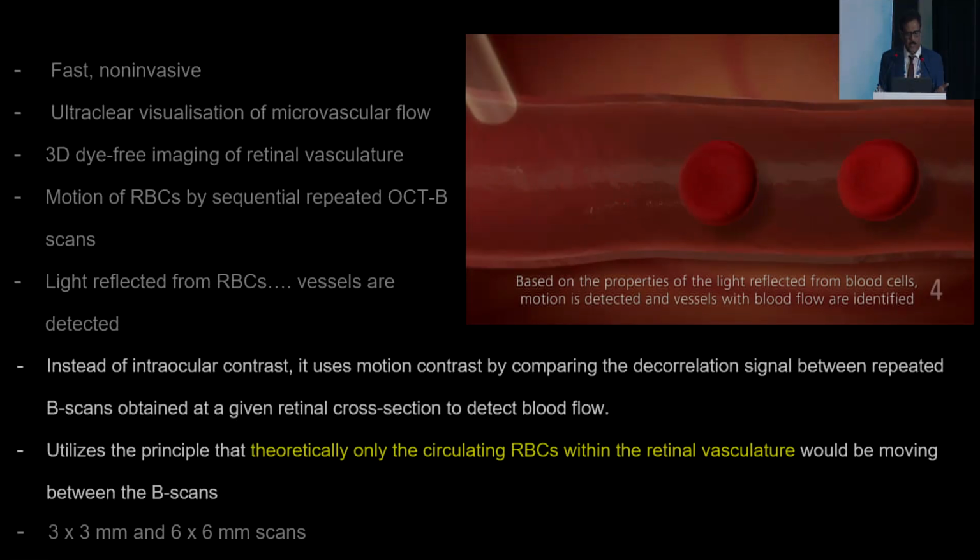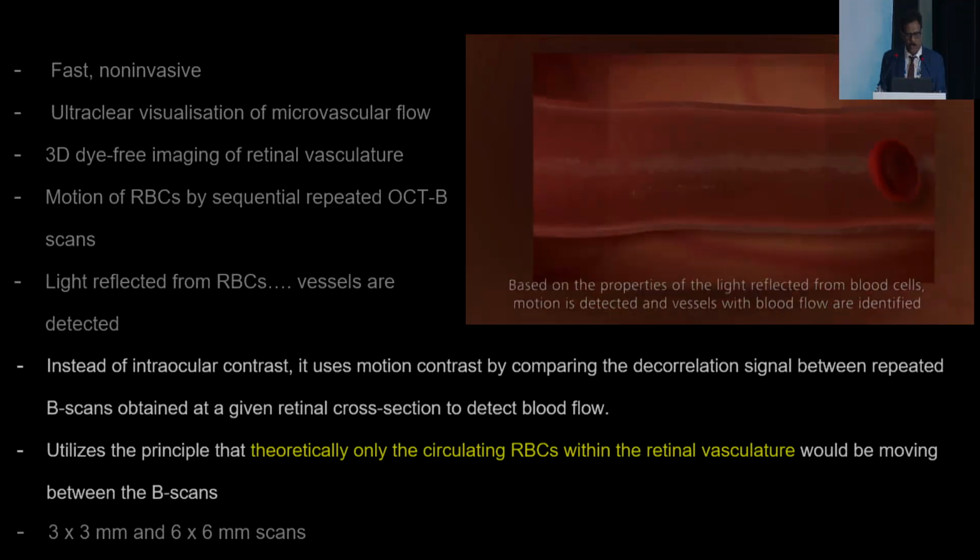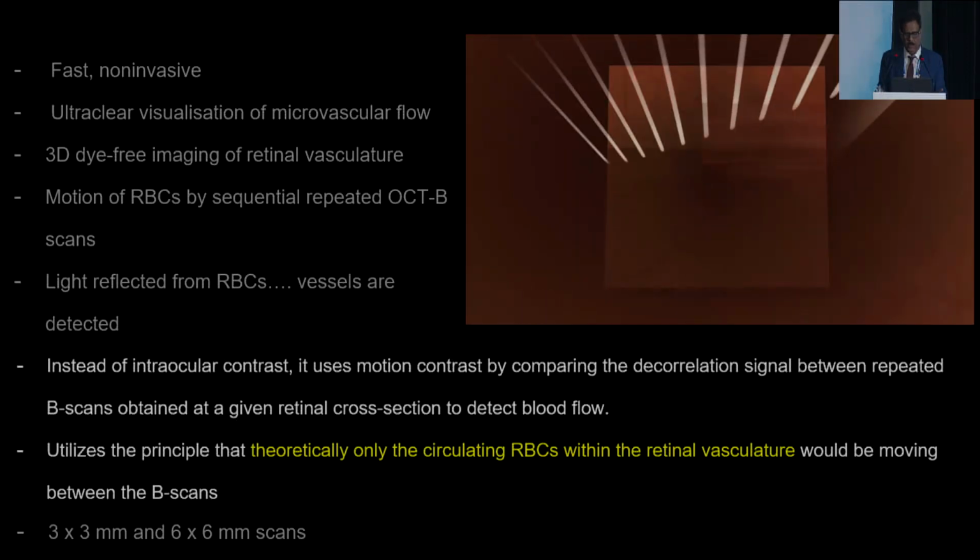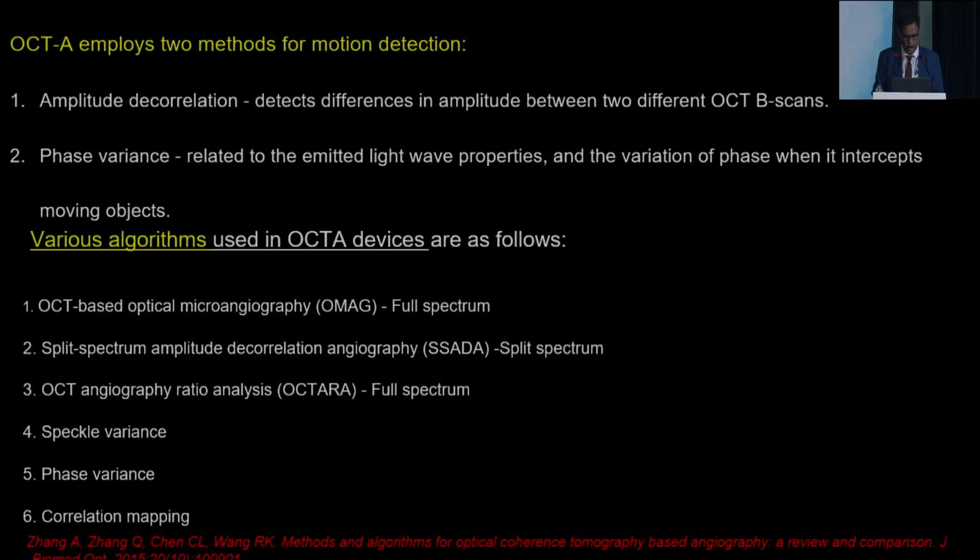So instead of intravascular contrast, the technology uses motion contrast, comparing the amplitude decorrelation signal between the repeated B scans obtained at a given retinal cross-section to detect blood flow. It utilizes the principle that theoretically only RBCs are moving through the retinal vasculature, no other cells. We are generally getting a 3x3 or 6x6 millimeter scan.